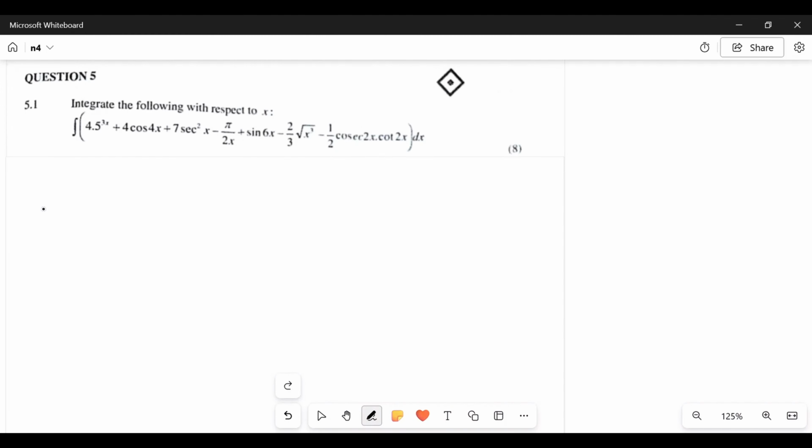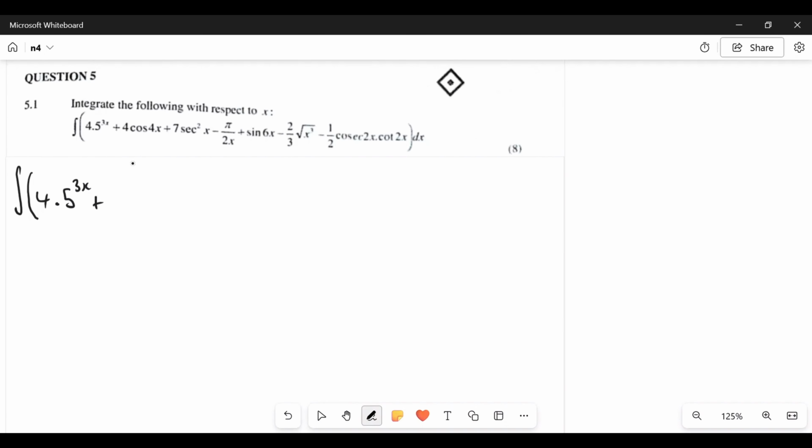Before we do that though, we need to simplify some of the terms before we integrate. So I'm going to rewrite this question and simplify the terms that need to be simplified. When you are simplifying, you also need to keep the sigma there, open bracket. The first term we have is 4 multiplied by 5 to the power of 3x. So 5 to the power of 3x is simplified. We can integrate this.